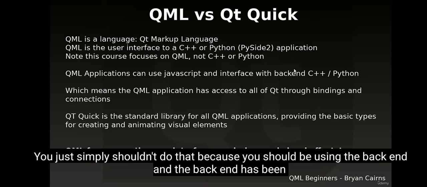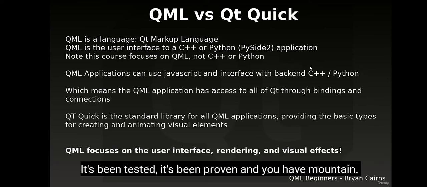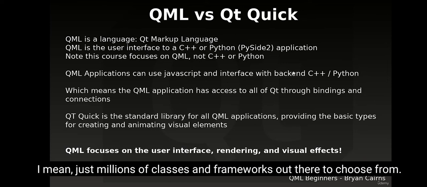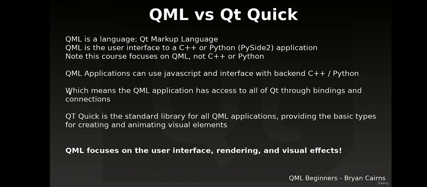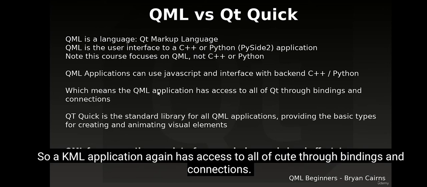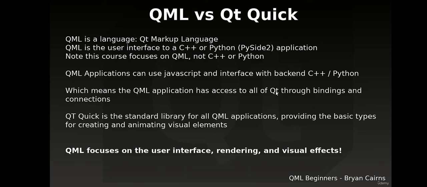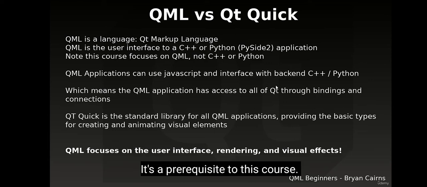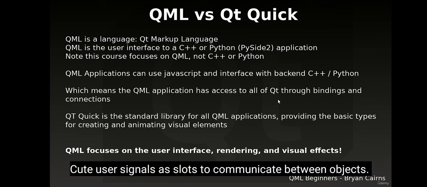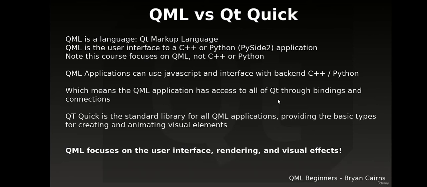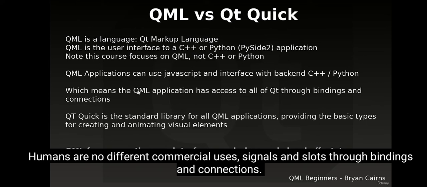And the backend has been tried, it's been tested, it's been proven, and you have just millions of classes and frameworks out there to choose from. So a QML application, again, has access to all of Qt through bindings and connections. Now, you should know some Qt. It's a prerequisite to this course. Qt uses signals and slots to communicate between objects. QML is no different. QML uses signals and slots through bindings and connections.